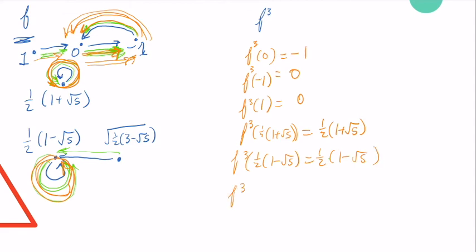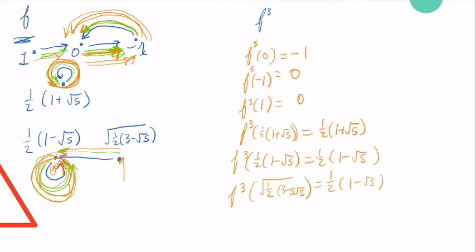And then F3 of the square root of 1/2 times 3 minus the square root of 5. We need to apply this 3 times. So the first time it maps to 1/2 times 1 minus the square root of 5. Then it maps to itself again, and it maps to itself again. So we still get 1/2 times 1 minus the square root of 5.